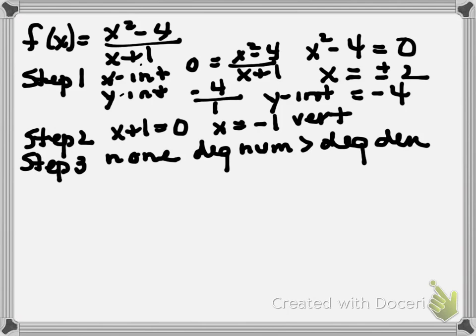Okay, again, so we have an x-intercept, we have 2 of them, positive and negative 2. Y-intercept, we have negative 4. Then a vertical asymptote where x is equal to negative 1, and no horizontal asymptote. So now we need the long division.